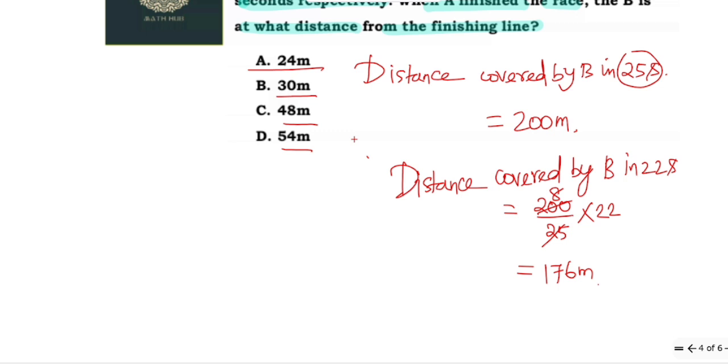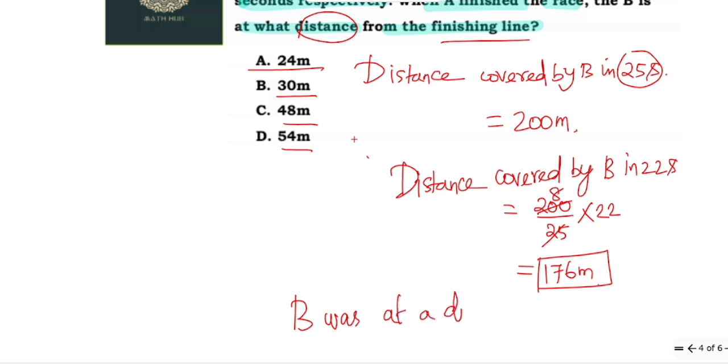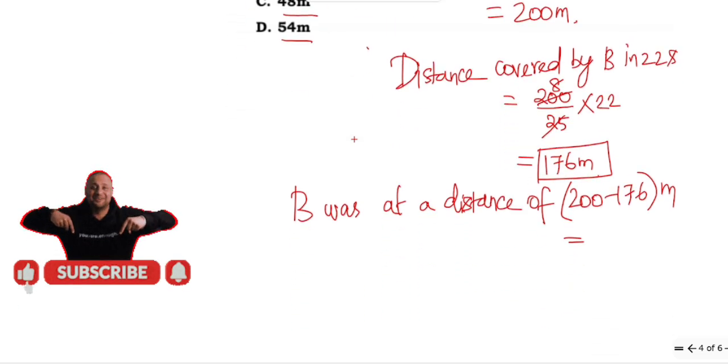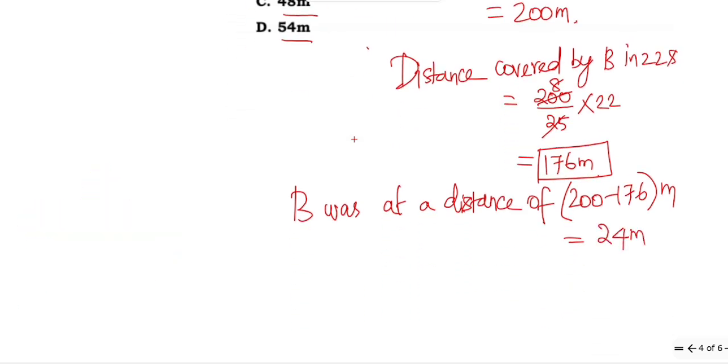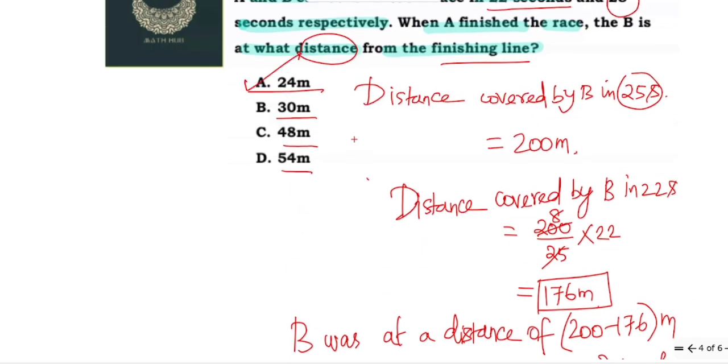And they're talking about the finishing line. I mean, B is at what distance from the finishing line, not the distance covered by B at that time. So what we are going to do means, we are going to find the difference between them. So that will give us the required answer, what we want to know. So if you take away 176 from 200, it tells us that 24 meter from the finishing line, B was there. So our answer is 24 meter, option A.